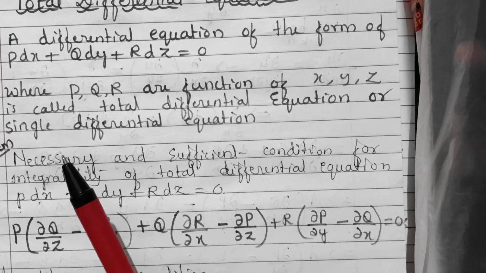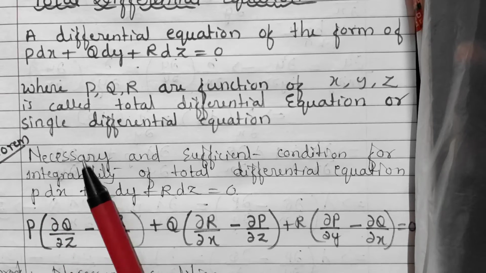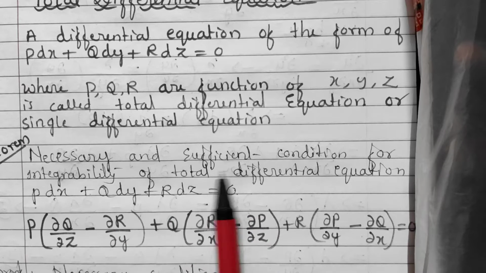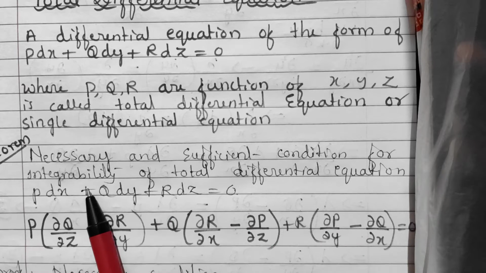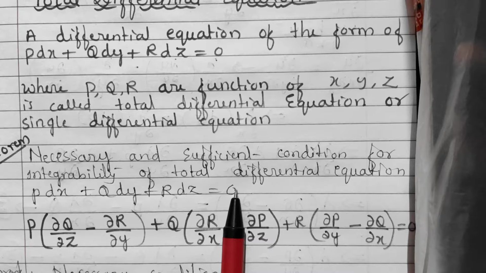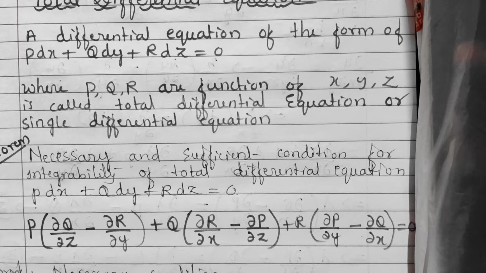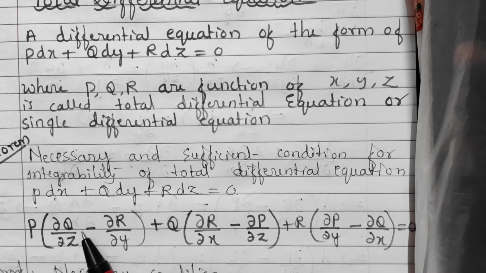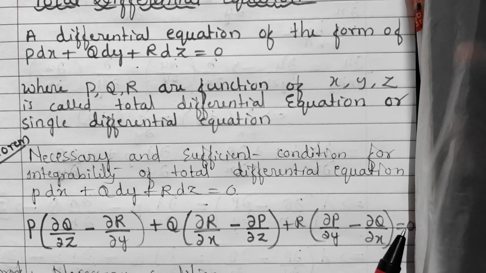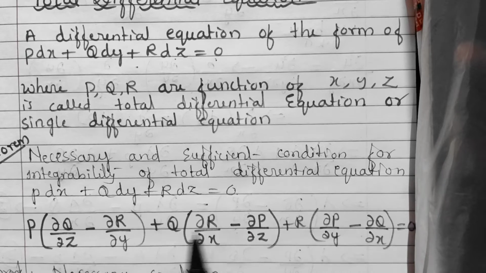See the theorem here. Find necessary and sufficient condition for the integrability of total differential equation, that is p dx plus q dy plus r dz is equal to 0. So what is the condition? So we have to find here p into dou q by dou z minus dou r by dou y, plus q into dou r by dou x minus dou p by dou z, plus r into dou p by dou y minus dou q by dou x is equal to 0. We have to prove this condition.